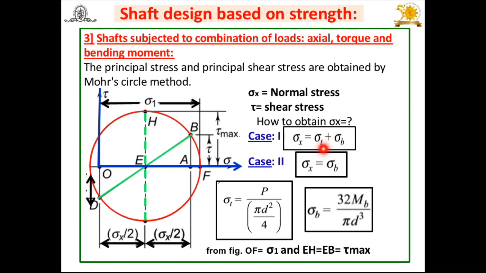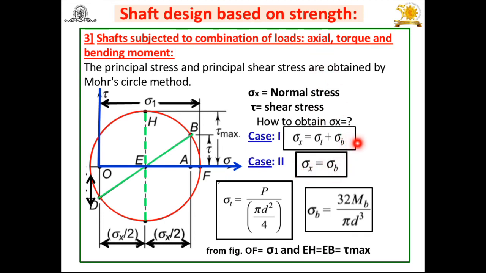If axial load is not acting, at that time sigma x becomes only sigma b. But what is sigma t? Sigma t is the direct, or you can say the axial tensile stress, and we can calculate it directly by using a simple expression. Sigma t is equal to P upon pi by 4 into d square. So this equation is applicable when the shaft is subjected to a combination of axial load as well as torque and bending moment. And sigma x is equal to sigma b when we are not considering sigma t. That means axial load is not considered.